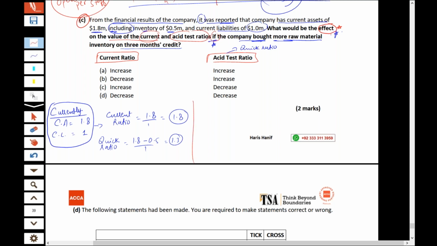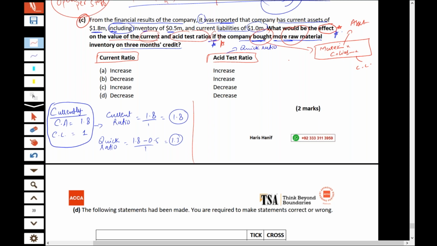What the company is saying is that if the company buys more raw materials, what would be the double entry? The double entry would be material debit and current liability credit. Material is an asset, and the liability is obviously a current liability.